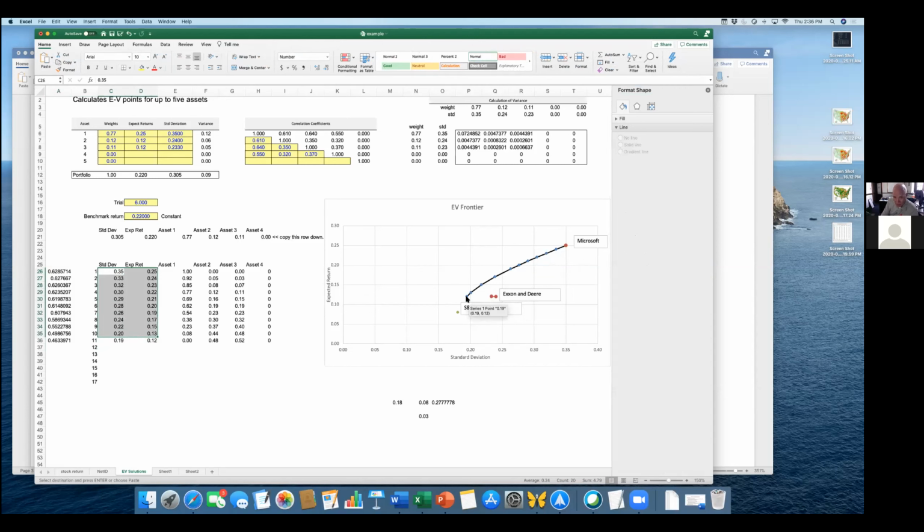And you'll note here that we can get a 12% return with a 0.19 standard deviation, much lower than either our 0.2 for Deere or 0.23 for Deere and Exxon here, so we can get much lower. And again, if you look at the combinations there, you're combining the two assets, and because they have a correlation coefficient that isn't one, we're pushing that EV frontier to the left here.